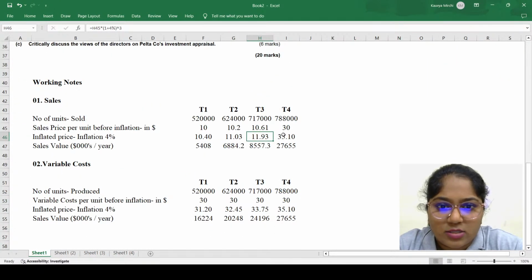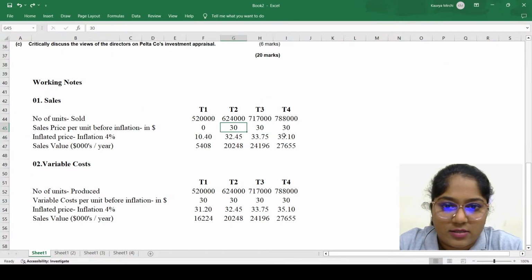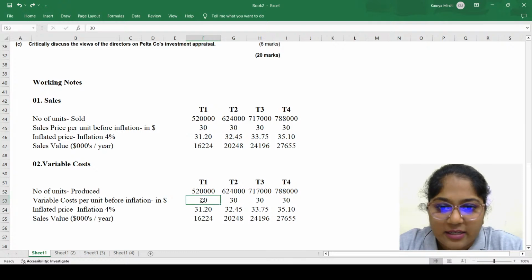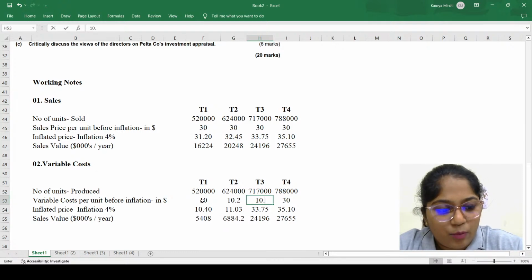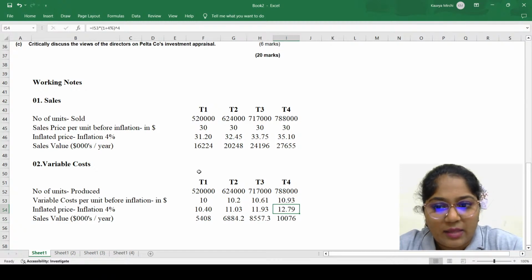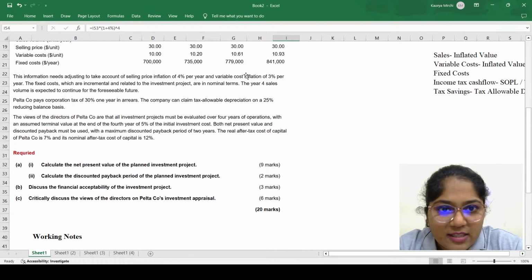This is what information they have given. Oh my god, sorry guys, I shouldn't have written here. Yeah, here: 10 in the variable cost. 10.20 and 10.61 and 10.93. This is what I remember, and just go see whether it is correct.